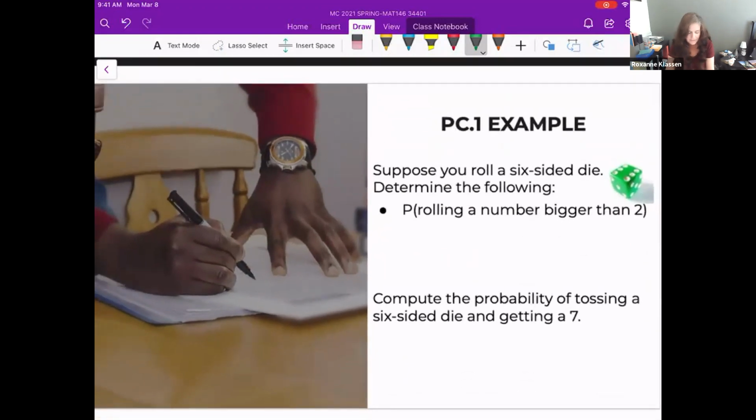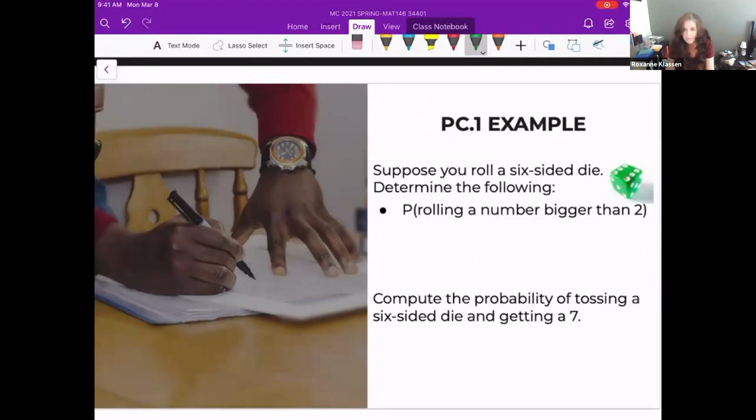All right, let's get this one ready in the chat. Suppose you roll one 6-sided die. What's the probability you roll a number bigger than 2? Bigger than 2. So get your answer ready in the chat, but don't hit enter yet. And you could put your answer as a fraction, a decimal, or a percent.